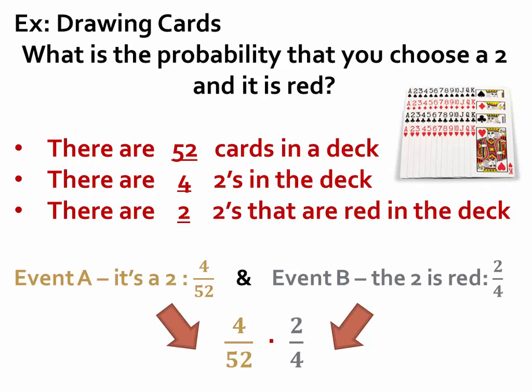How many 2s are there in a deck of 52 cards? 4. Event B is assuming that we picked a 2. There are 4 2s in the deck. How many of those 4 2s are red? 2. So it would be 2 out of 4. So there are 4 2s out of the whole deck, and 2 of the 4 are red. We would multiply those. Does that make sense?